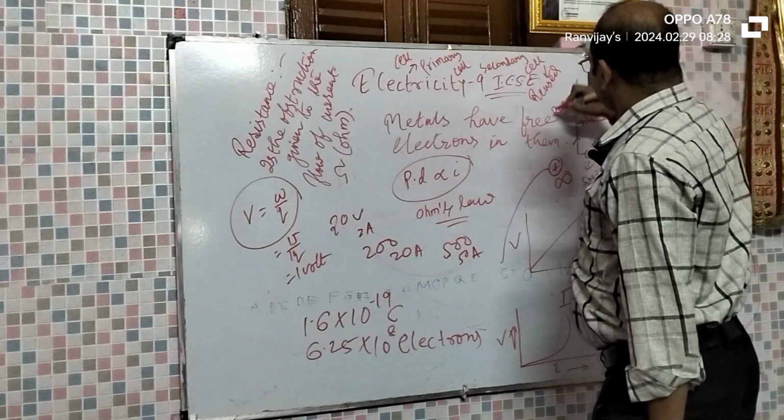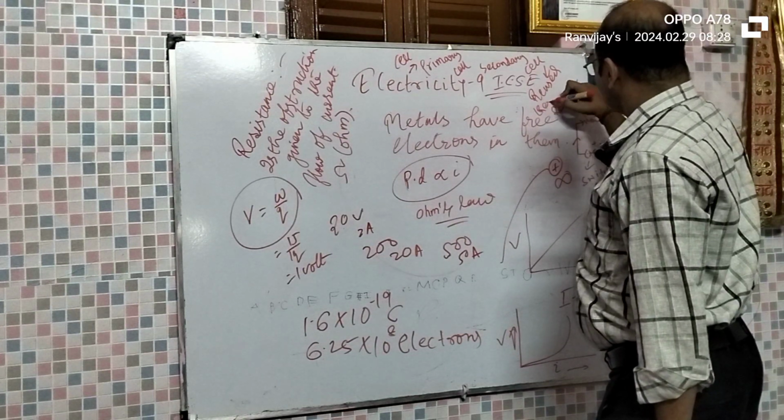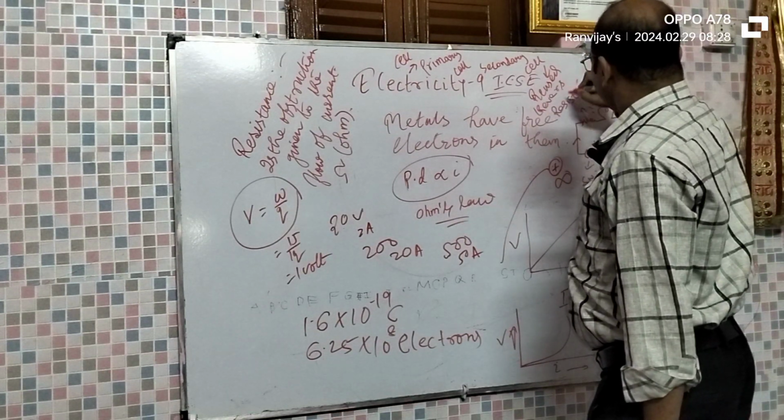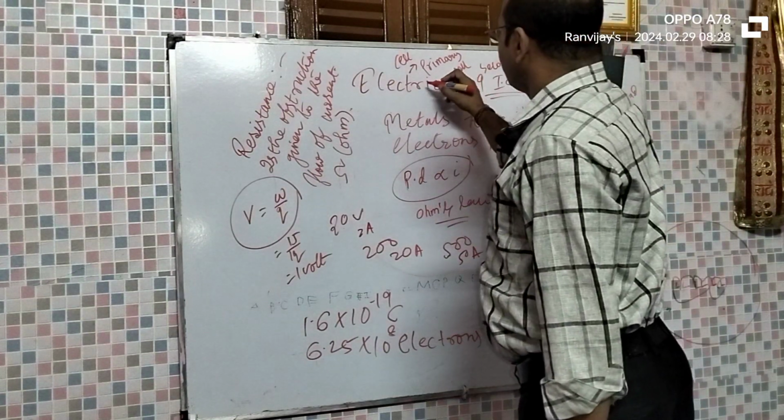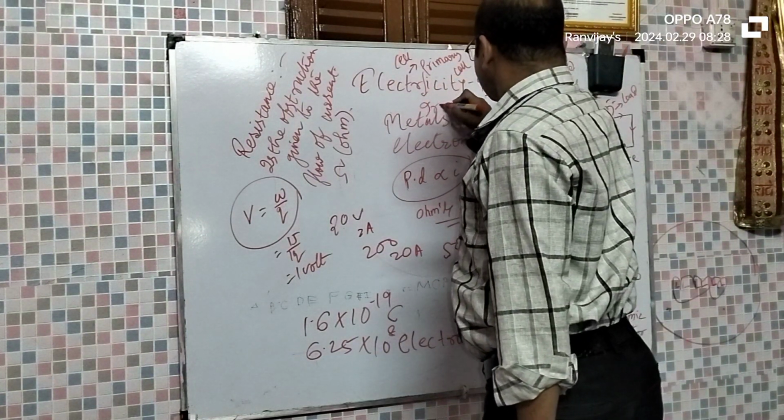Why? Because the reaction in it is reversible, while in case of primary cell the reaction is irreversible.